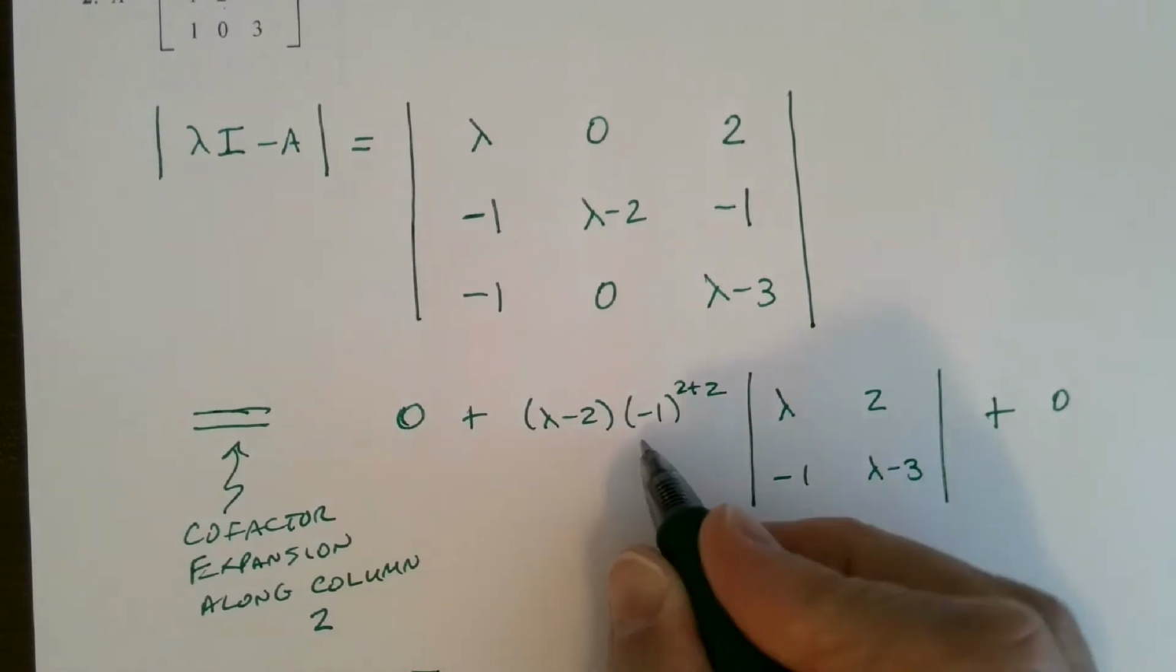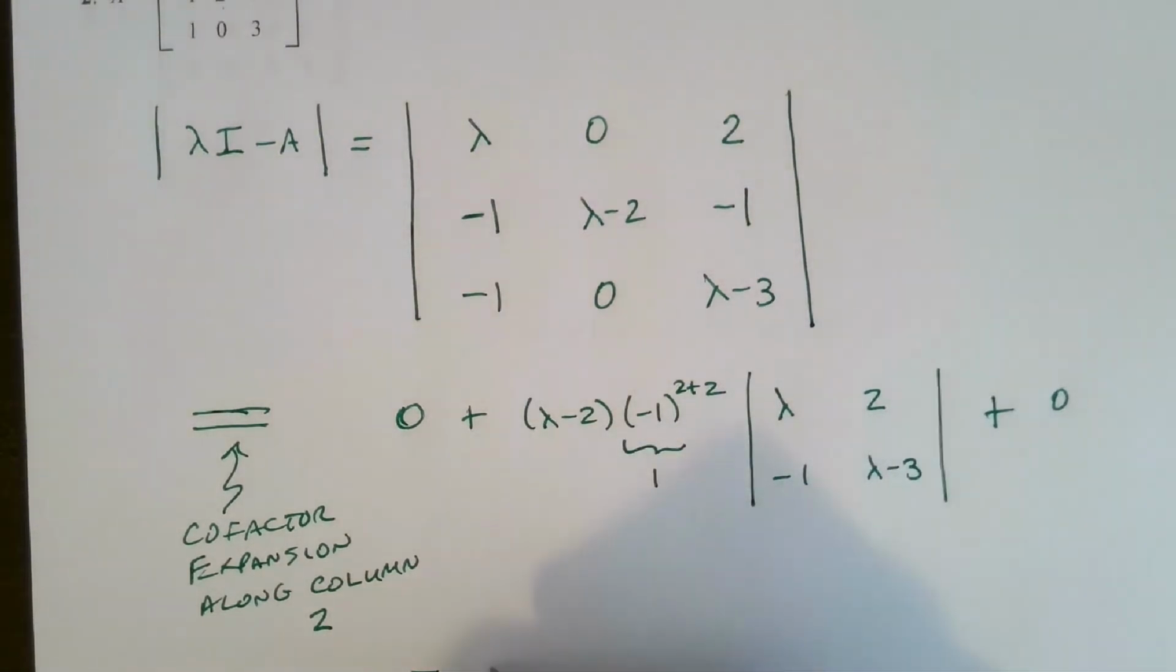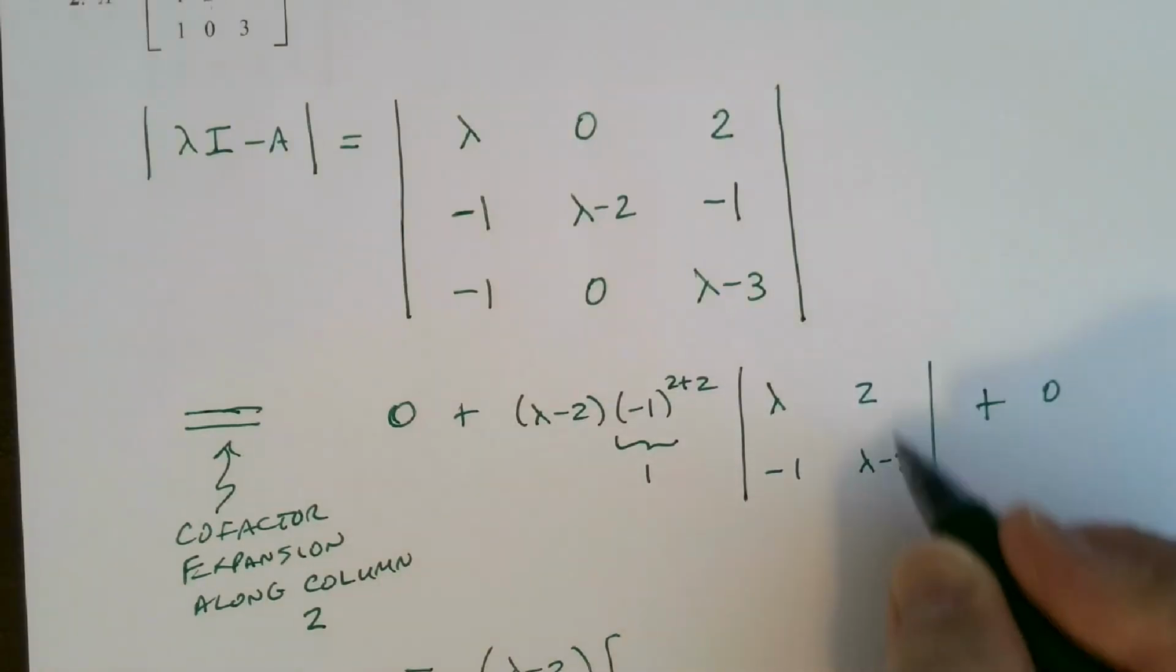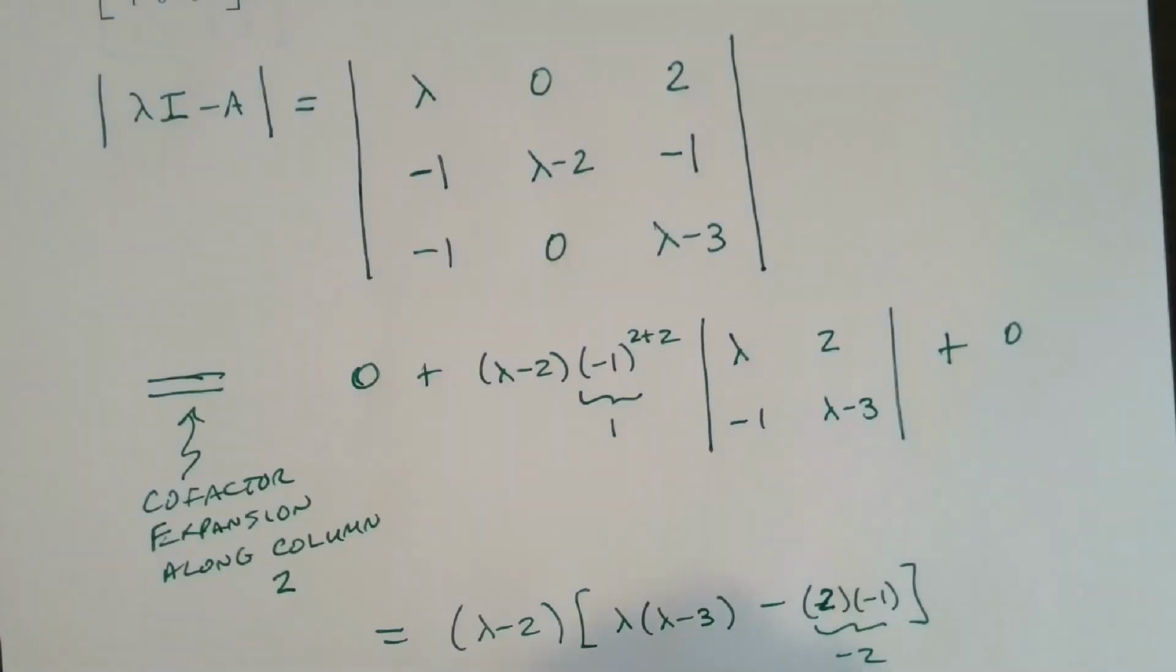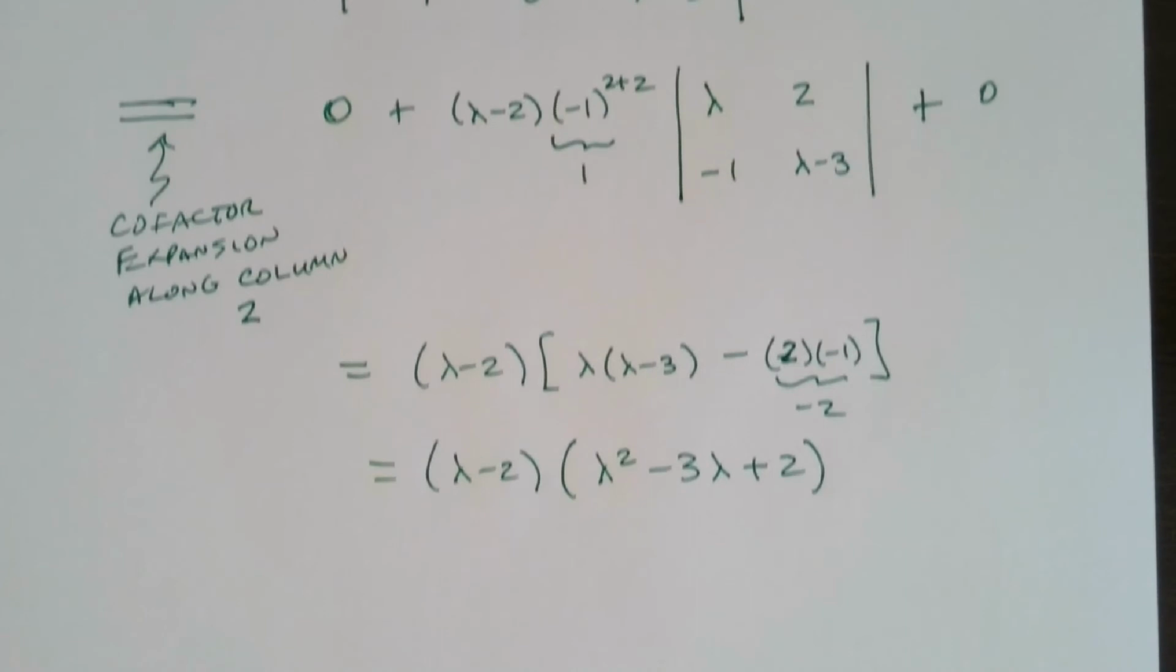So now, of course, this is positive 1. I get lambda minus 2. And what's the determinant here? Well, the determinant here is, right, AD minus BC. So it's lambda times lambda minus 3 minus 2 times a negative 1. Of course, that's negative 2. And if I clean this up, lambda times lambda, lambda squared, lambda minus 3 lambda, minus a negative 2 plus 2.